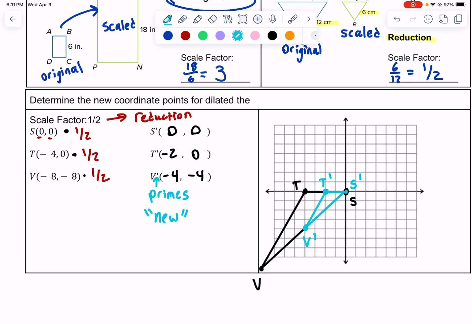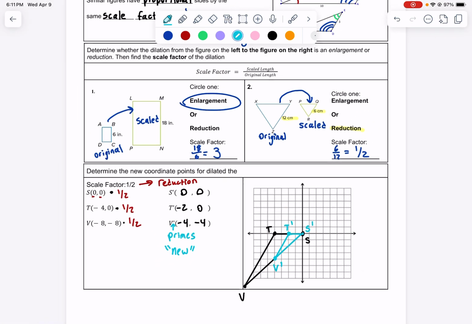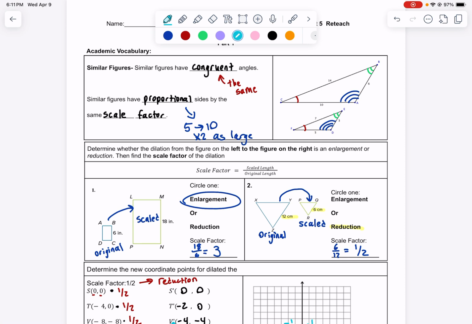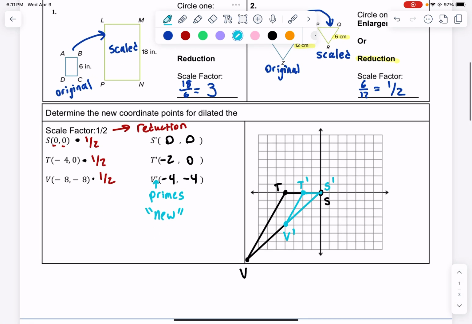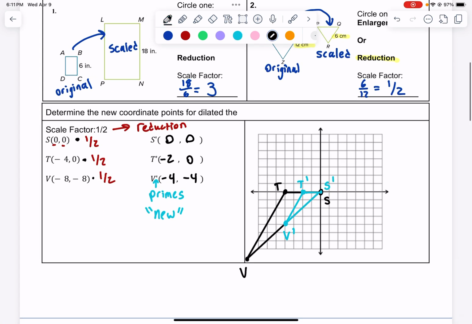So that's going to be it for part 1. What we will see is we have talked about our scale factors. We talked about similar figures and how we can create a similar figure using a process called dilations.